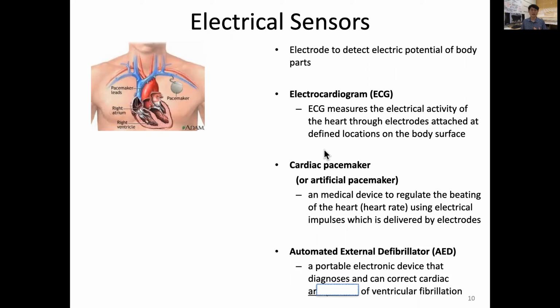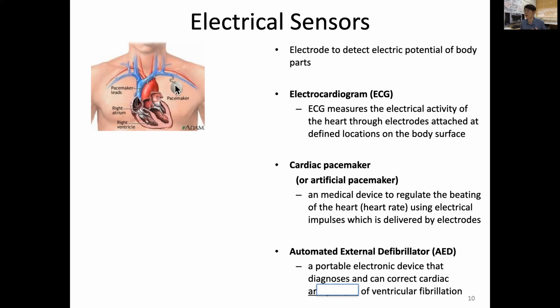And the next is the cardiac pacemaker, or artificial pacemaker, because our heart has its own pacemaker called the SA node and AV node. We have developed this artificial pacemaker, which is a medical device to regulate the beating of the heart, or heart rate, using electrical impulses, which are delivered by the electrode.